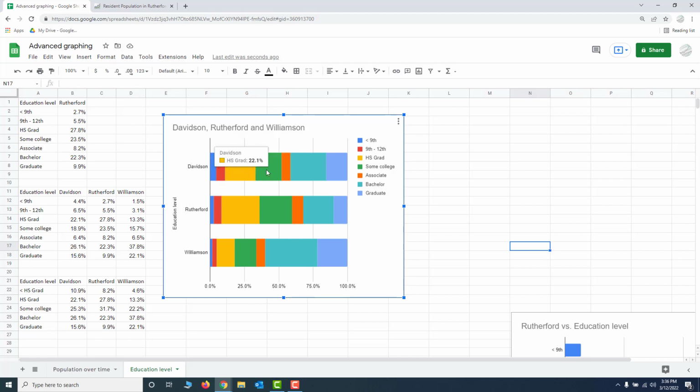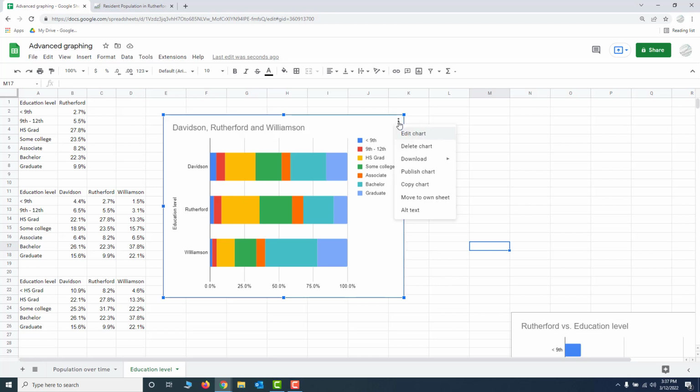And it makes it easy to look horizontally and compare the width of each band. Now I can see that in Davidson County the bachelor's degree is clearly the biggest category. In Rutherford it looks like maybe a toss-up between these two, but a little quick comparison and I can see that it's some college. Oh no, sorry, I was wrong. It's the high school graduate here, the big yellow one. And then in Williamson County, the bachelor's degree is clearly the biggest one. So that's maybe a little bit easier to deal with.